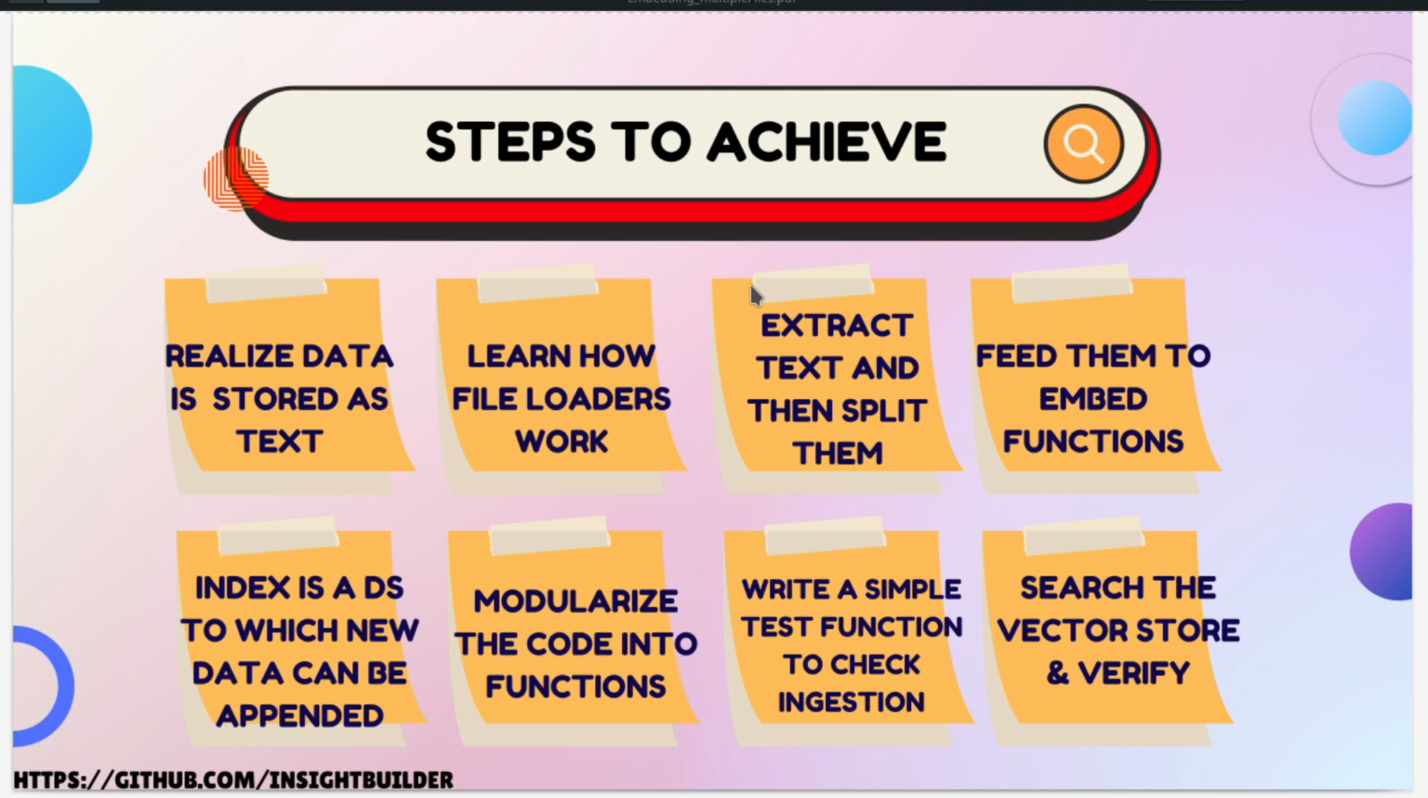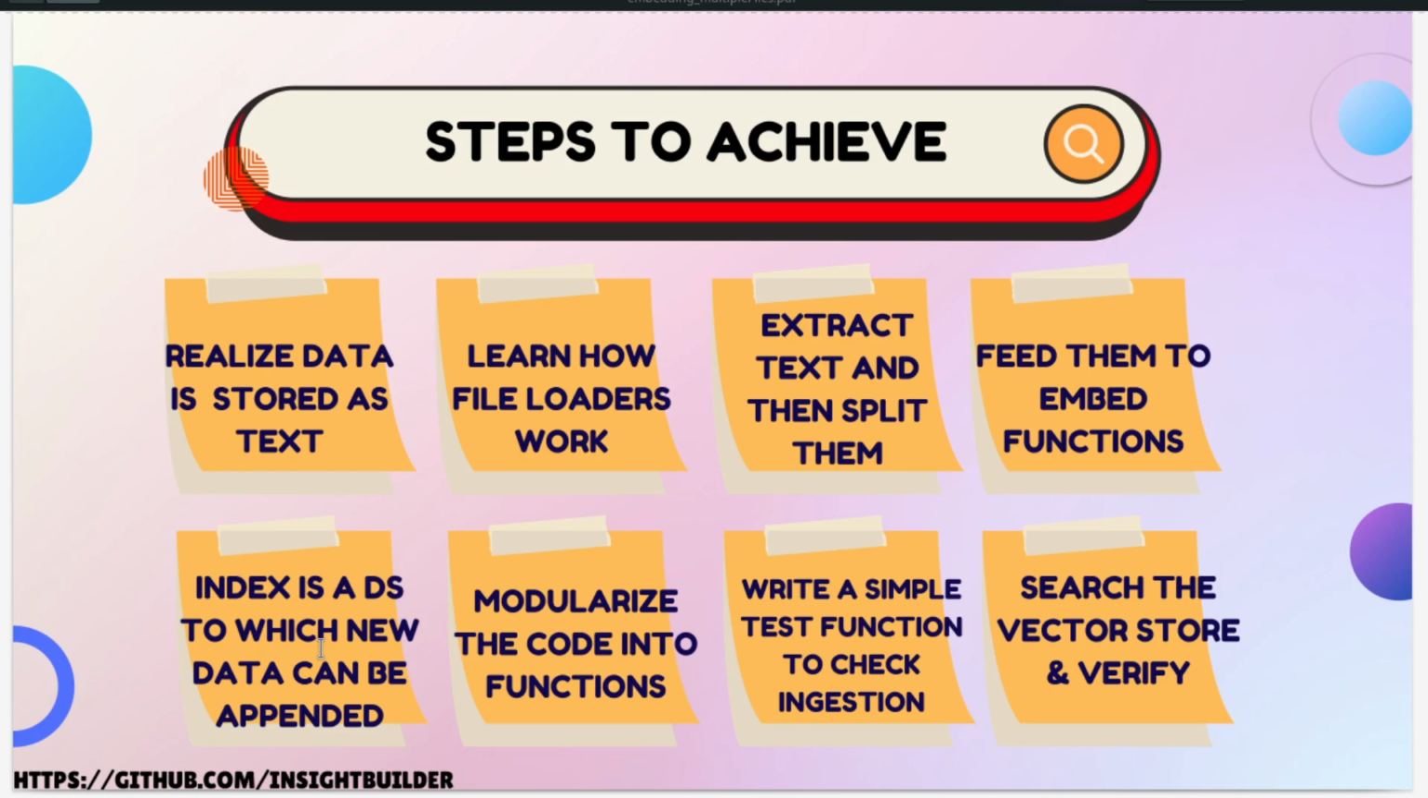So the index, by the way, the vector store is also called an index. It is a data structure in which you can add new data by appending. It's similar to a Python list. We have to modularize the code. After you have understood all these four steps, we have to think about how to modularize the code, refactor it into functions, and make it easy for you to use it in various scenarios.